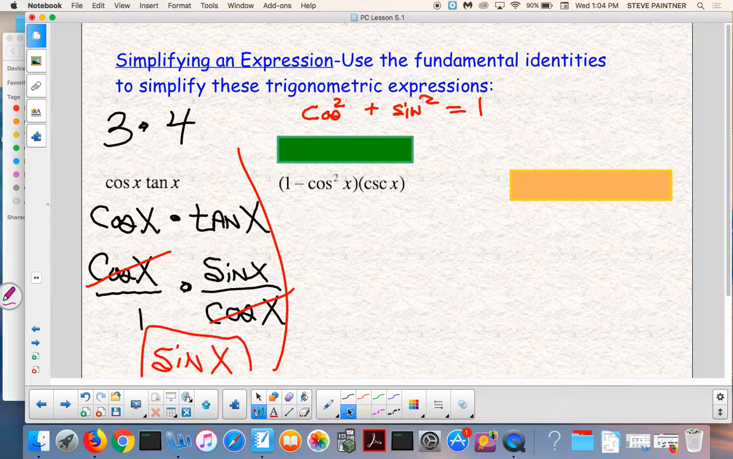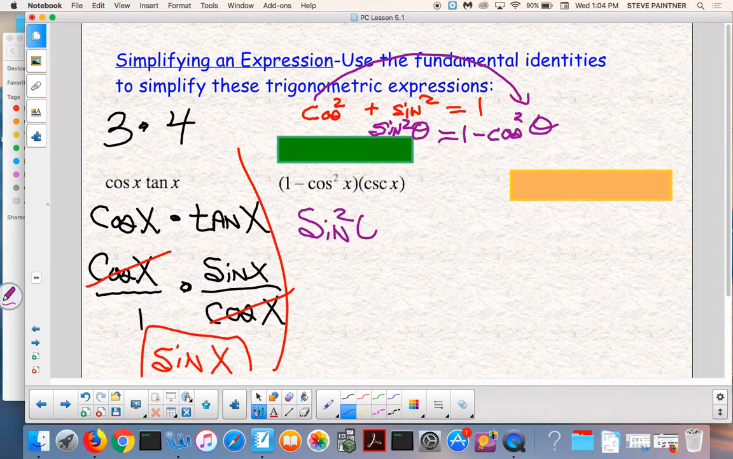Because if you got this to be 1 minus cosine squared, that means you subtracted it over to that side. What's left? Just sine squared. Oh, so really this is just what? Sine squared. Yes? No? Guys, you have to manipulate your formulas and say, I want this formula to look like what I have. Well, I move the cosine squared over and it says sine squared. Oh, 1 minus cosine squared is sine squared.